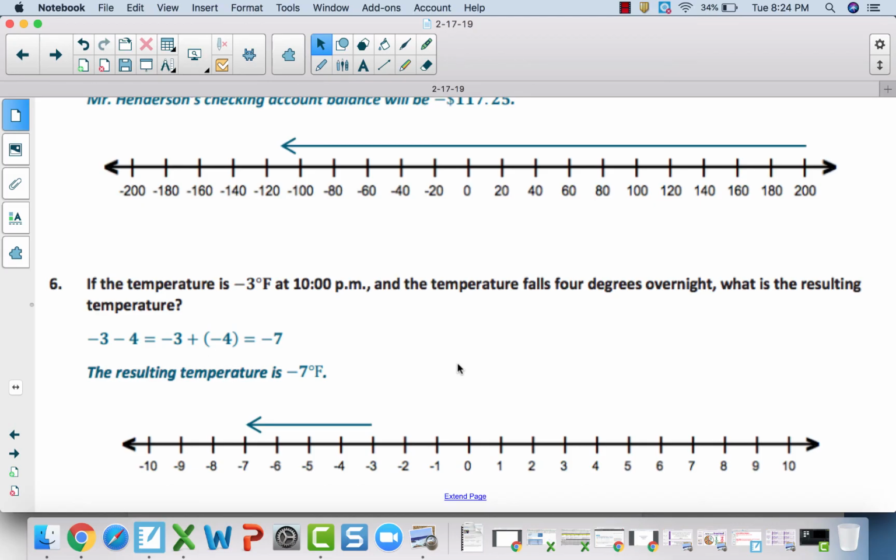So the temperature is -7. If you were able to correctly answer these 6 problem set problems, you have for sure mastered the lesson on being able to add and subtract rational numbers. You have been able to apply what you learned previously about adding and subtracting integers and extended it to adding and subtracting with the rational numbers. So you are more than prepared to move forward to the next lesson.